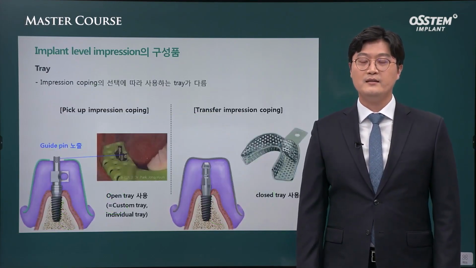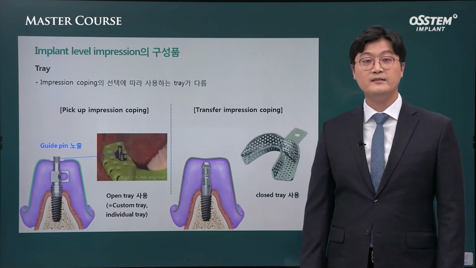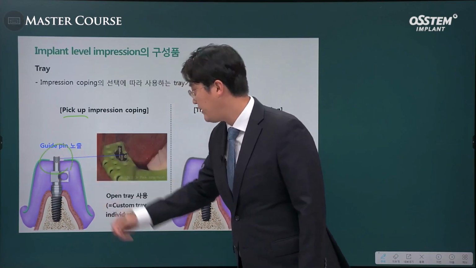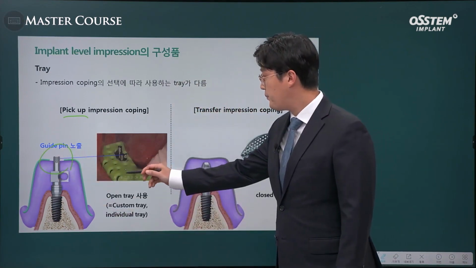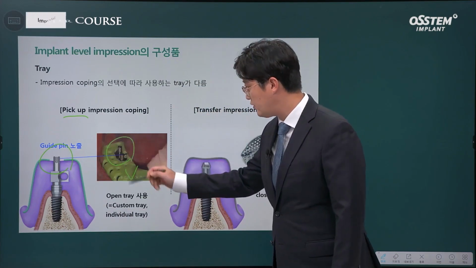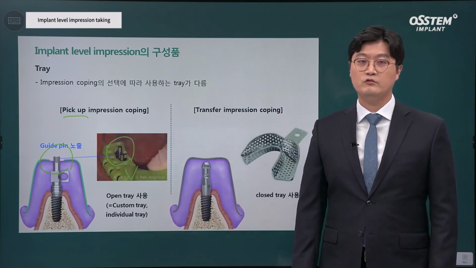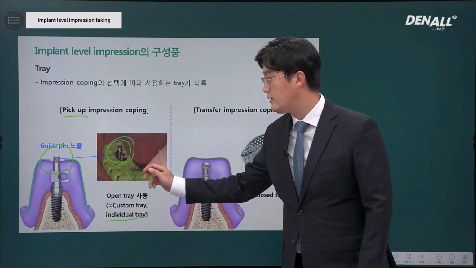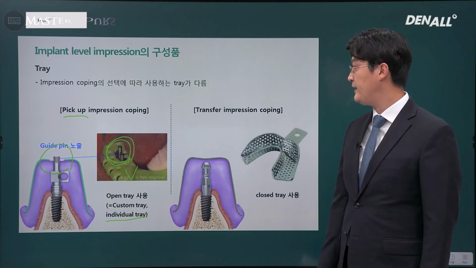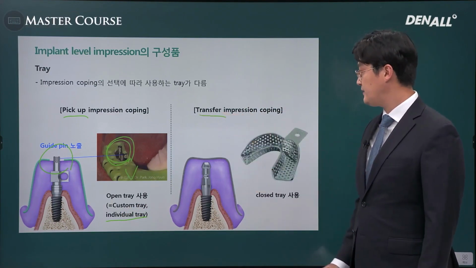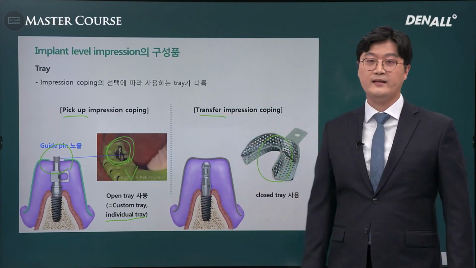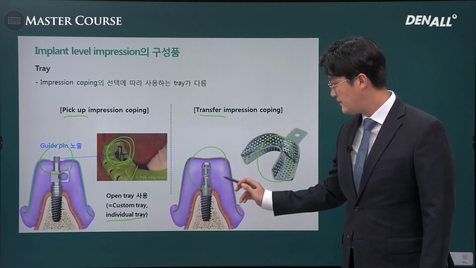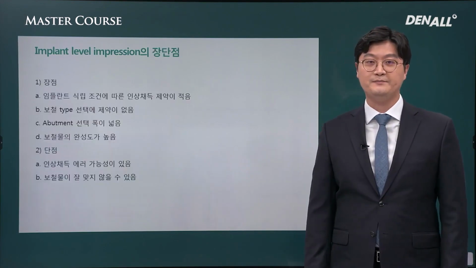Depending on the impression copings, different trays need to be used. For the pickup impression coping, an open type tray should be used. You can make holes like this in a stock plastic tray, or you can fabricate a custom tray, individual tray, with holes to take impression. For the transfer impression copings, a closed tray, a metal tray like this, or a stock plastic tray can be used to take impression in a closed manner like this.